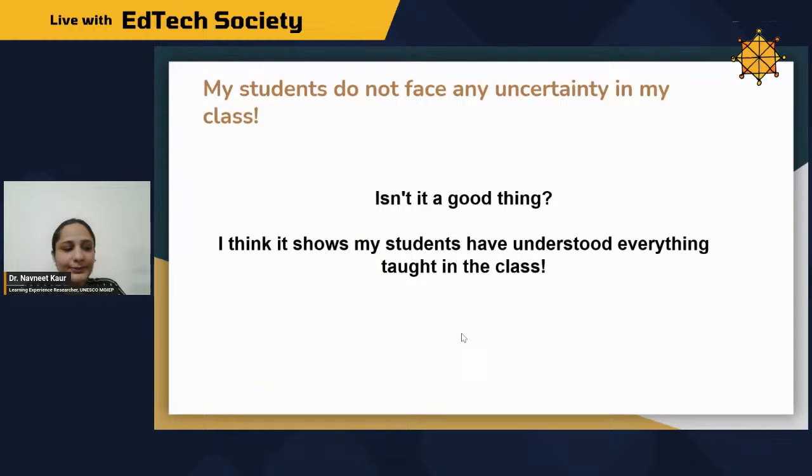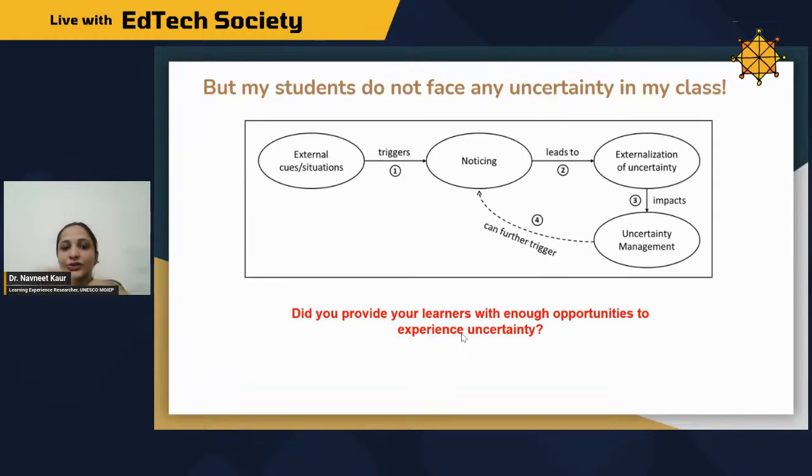Okay, so lastly, I would talk about a situation where some of you might think, my students do not face any uncertainty in my class. Isn't it a good thing? I think it shows my students have understood everything taught in the class. So, as I discussed right in the beginning, uncertainty is actually a precursor to learning. So, if your students are not asking questions, if you cannot see any indicators that they are feeling uncertain, maybe something is wrong. You need to basically ask yourself, did you provide your learners with enough opportunities to experience uncertainty?